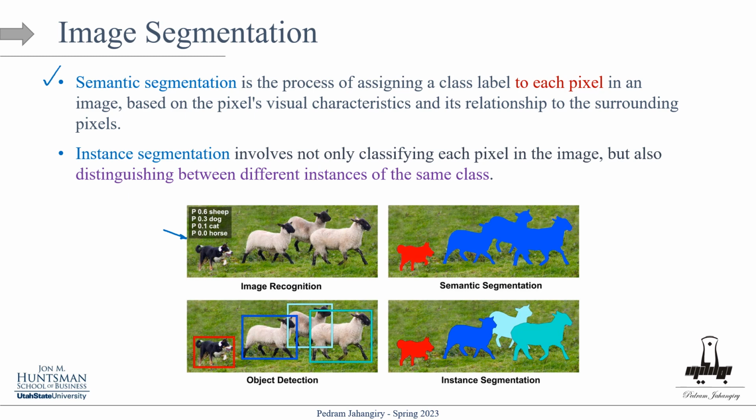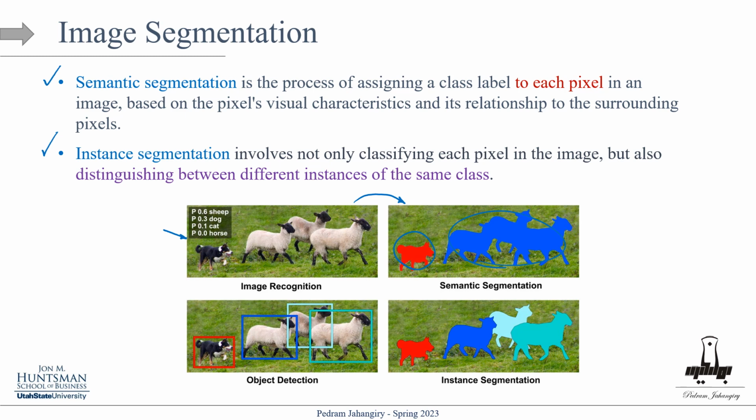And we're going to say that, for each pixel, let's look at the pixel's visual characteristics and its relationship to the surroundings, and label it, right? And then, if I do semantic segmentation, these are sheep and this is a dog. That's it. However, instance segmentation goes even beyond semantic segmentation.